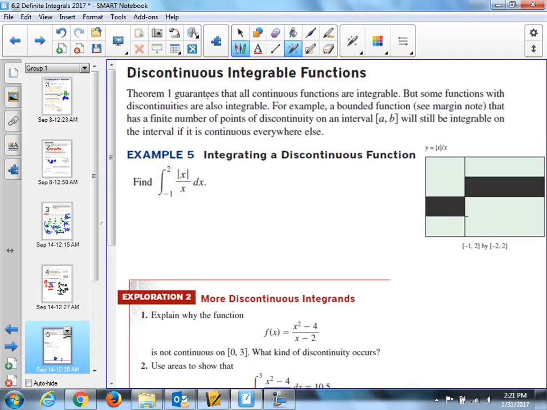So, I just mentioned this. Continuous functions are integrable. That's guaranteed. Okay, I'm just repeating. That's basically what it says.